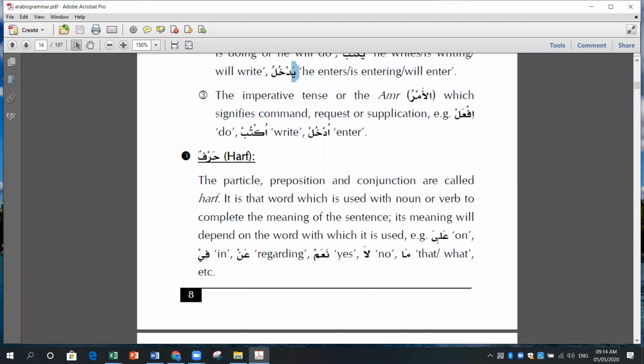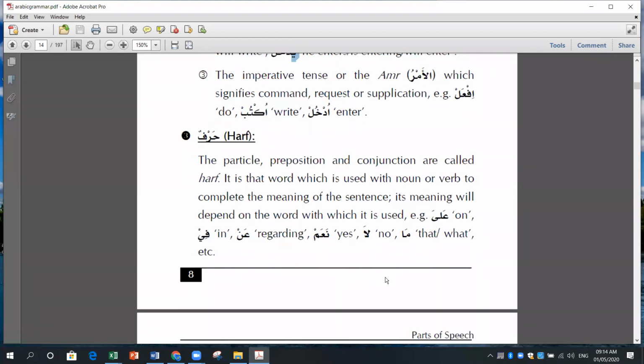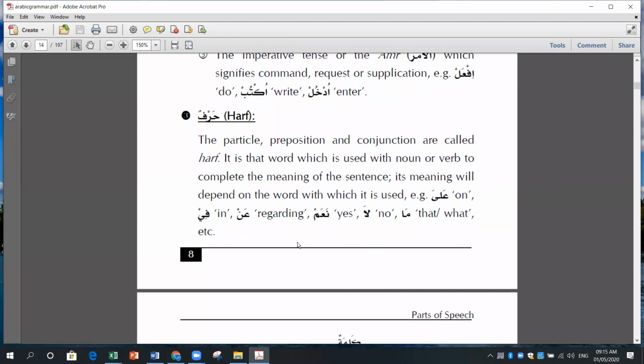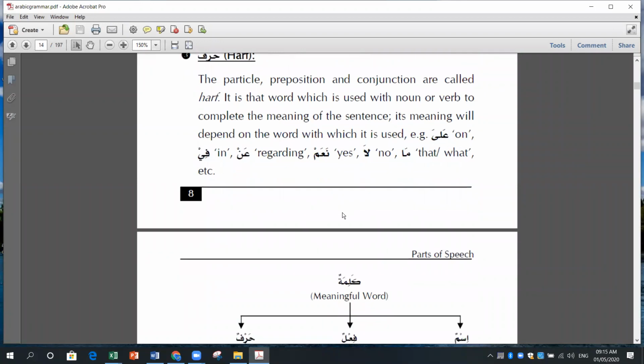Okay, so there are a few words. Ala means on. This is harf. Fi means in. An means regarding. And I would like you to remember the meanings, because these huruf keep coming repeatedly, just as prepositions or particles keep coming in sentences. Just learn their meanings. It will be very easy for the translation.